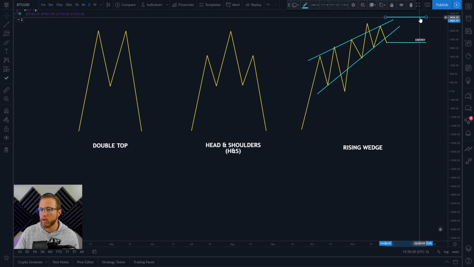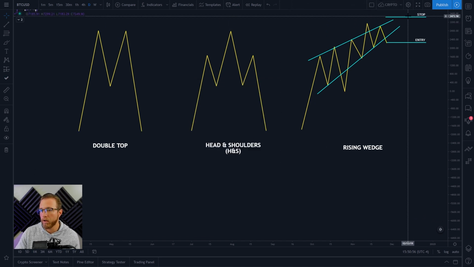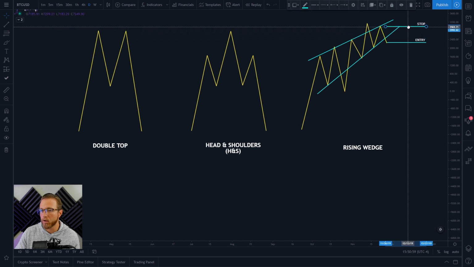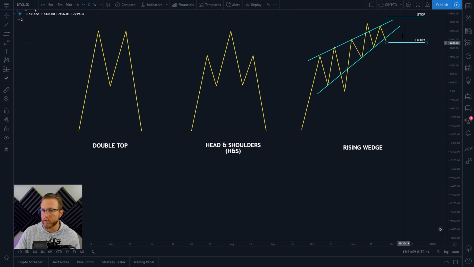That's just what I do. I tend to get stopped out a lot less this way, and it just works a little better than putting your stop here, where it could easily retest and come back into the wedge in case of one of these throwovers. Okay. So you want to place your stop loss above the rising wedge.